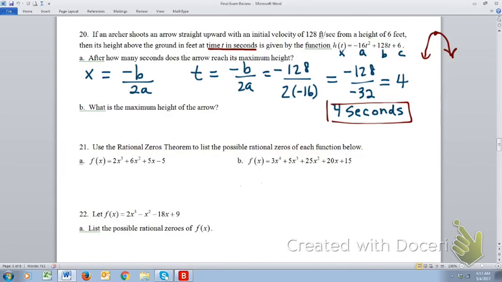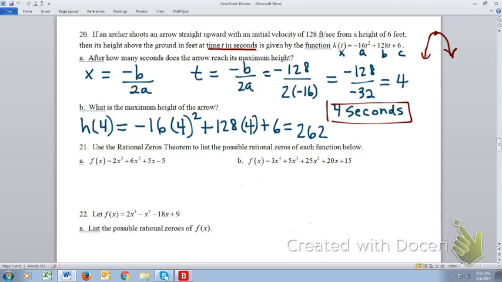Now in part B it says, what is the maximum height of the arrow? Well, one thing we learned is that a maximum or minimum is the y value of the vertex. So all we need to do here is plug in 4 into the function to get our output or y value. So h of 4, let's plug that into the function. Now you can put this into your calculator and what you should get is 262. Now this is a height. Notice we're dealing with feet here. So this represents 262 feet. So after 4 seconds, we reach the maximum height of 262 feet.